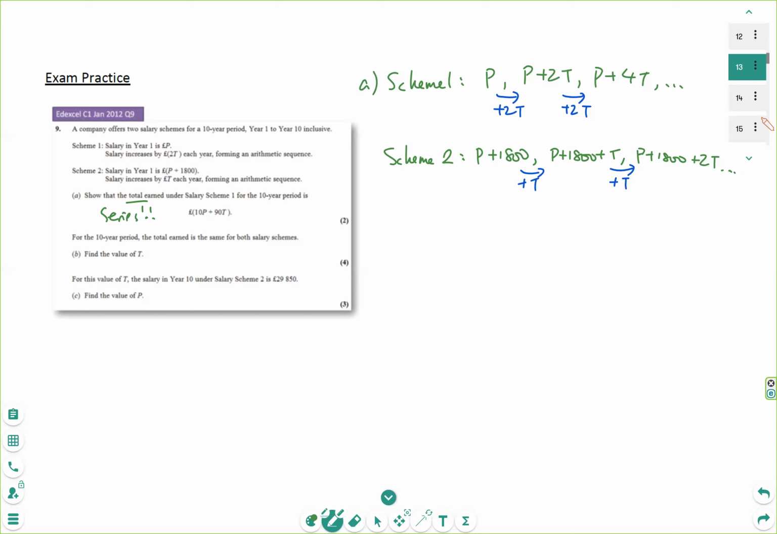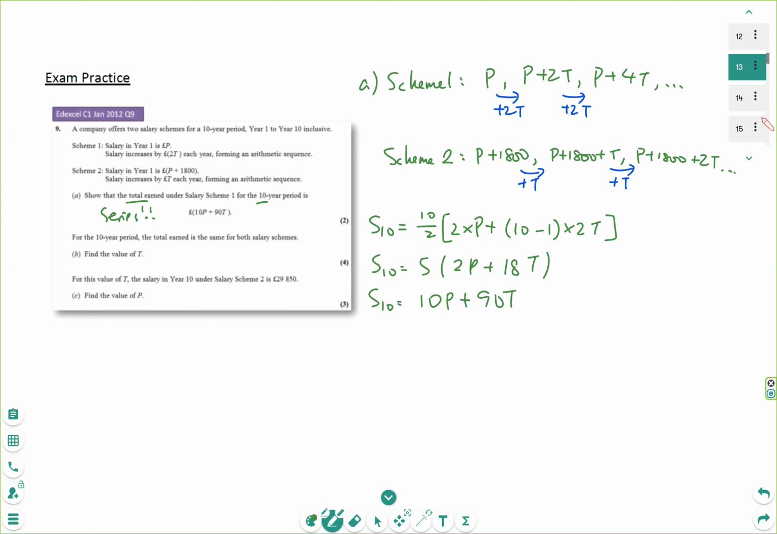So we know series, for 10 years means S10. So S10 equals 10 over 2 times 2a, where a is P, plus n, which is 10 minus 1, times the difference of 2t. Okay, so S10 equals, to simplify it, 2P plus 9 times 2t, which is 18t. If you expand the bracket, S10 equals 10P plus 90t, which is what they need.